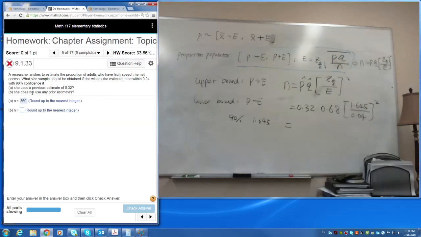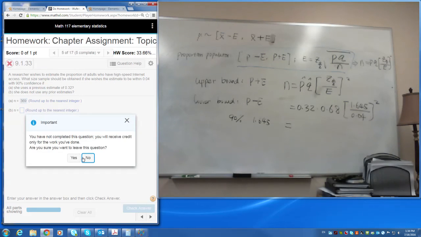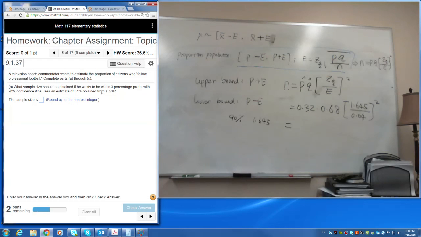Well, the next one does not use any prior estimate. Okay, you figure out that by yourself later from the book. It's not hard. It's very similar. Okay. I think the rest of them, the sample size, use the same formula. The rest of them are very similar.